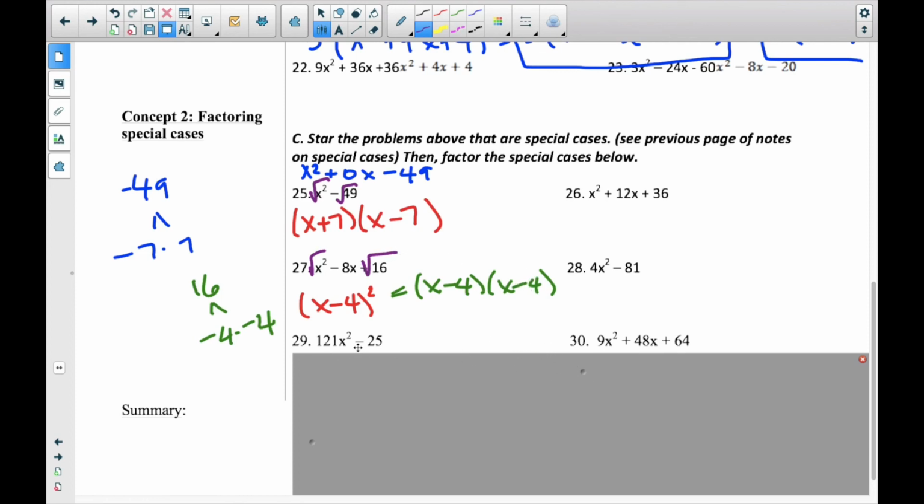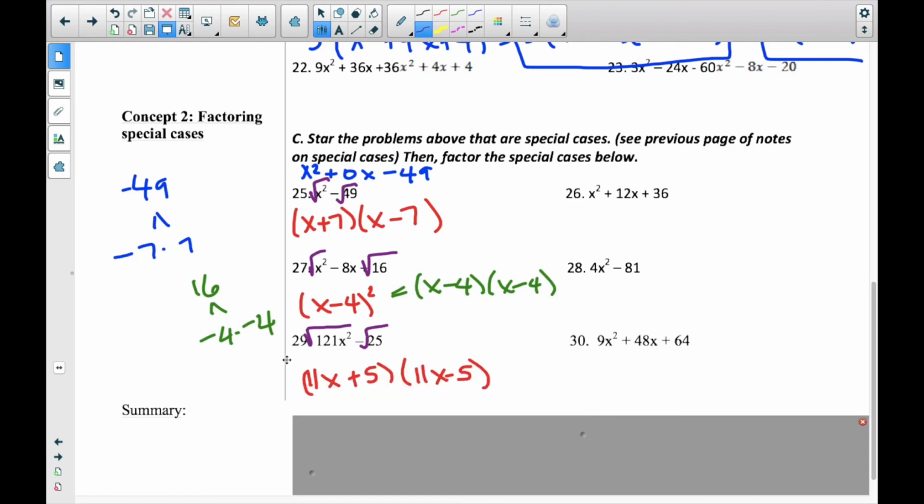And so on number 29, that's what we're going to do. The square root of 121x squared and the square root of 25. Well, the square root of 121x squared is 11x, and the square root of 25 is 5. And because it has that 0x term in the middle, it's not shown, but there is a 0x inside there, then this is a negative 55x, this is a positive 55x. Those drop off. And so this is my final answer. This is a difference of squares. Number 27 was a perfect square trinomial. Those are what's special about those special cases.